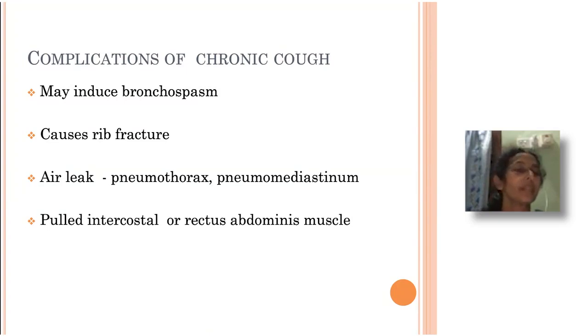Now we will see the last part, the complications of chronic cough. Even though non-specific chronic cough will resolve spontaneously, it can cause some complications. It may induce bronchospasm. It can even cause rib fracture. It may lead to air leaks like pneumothorax and pneumomediastinum. It can even pull the intercostal or rectus abdominis muscles. So even though it will settle on its own, there are some complications of chronic cough.